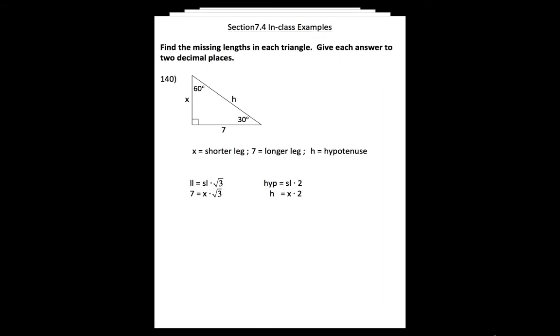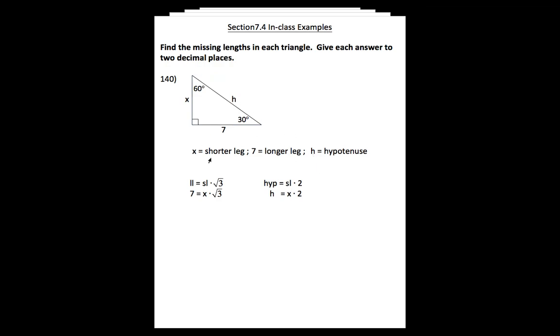So for this example, first of all, if we start by identifying the parts, x is the shorter leg, since it's opposite the 30-degree angle, or the smallest angle. 7 is the length of the longer leg, since it's opposite the 60-degree angle. And h represents the hypotenuse, since it's opposite the right angle.